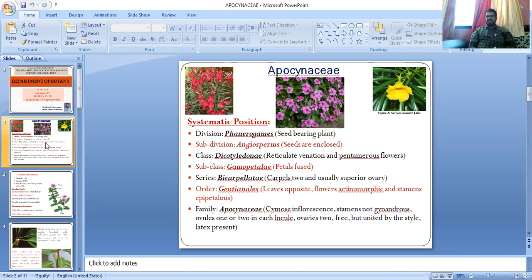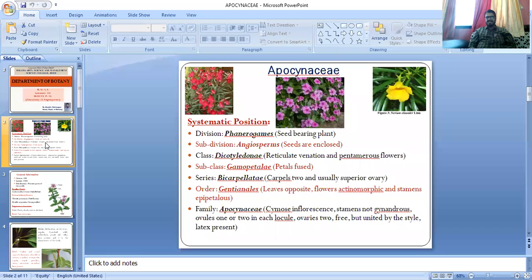Subclass Gamopetalae, the reason behind it, the petals are fused. Then series Bicarpellate, carpels are usually 2 and ovary is superior. That's why this family is included under Bicarpellate. Then order Gentianales. The reason behind this is that leaves are opposite, flowers are actinomorphic, and stamens are epipetalous. Then family Apocynaceae.